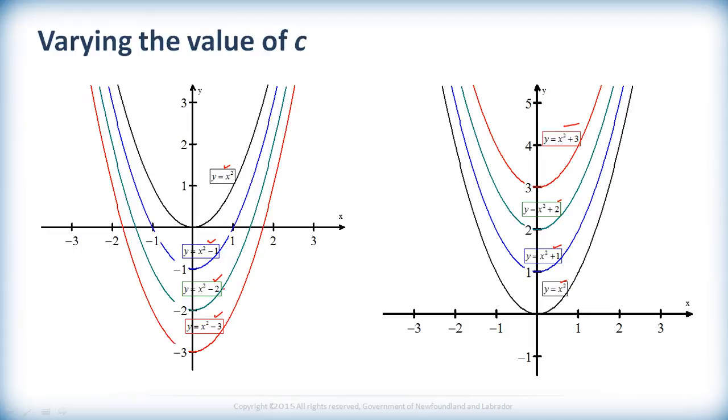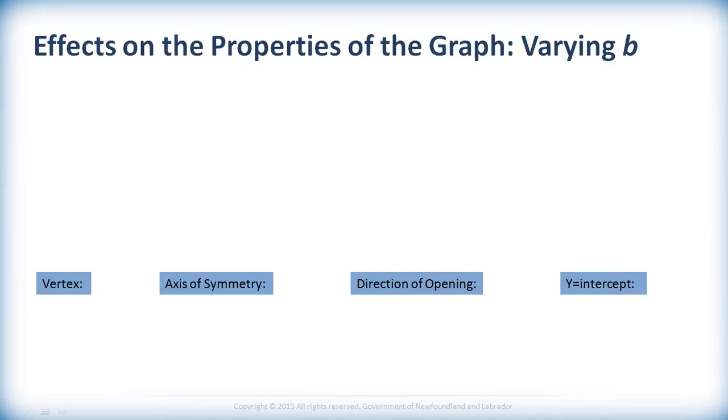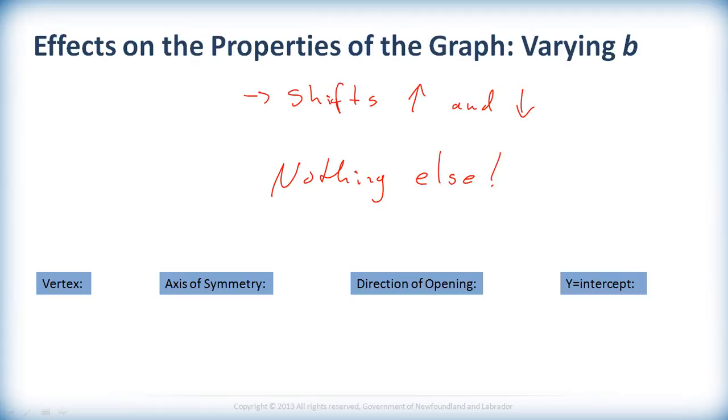I also want you to notice a correspondence between the value of c and where the graph crosses the y-axis. That y-intercept, they're always the same number. So this one here has a value of 1, 1, etc. Okay? So what are the effects? Shifts up and down. Okay, and that's it. Nothing else. So there's no other effect on the graph there at all. So it just shifts it up and down and nothing else.